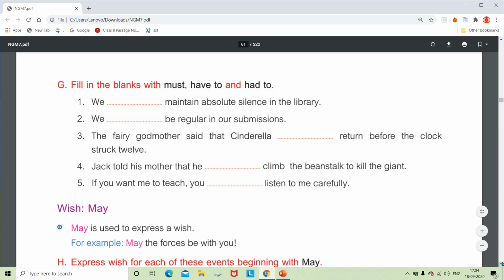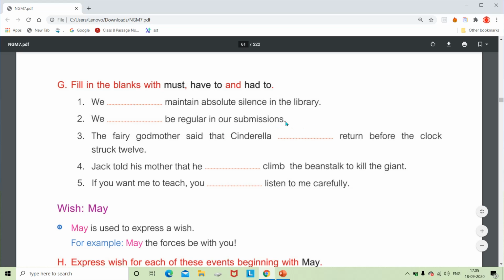So let us start. In the first one, we dash maintain absolute silence in the library. So we have to, because it is a fact for all time. So we will use present tense have to. We dash be regular in our submissions.